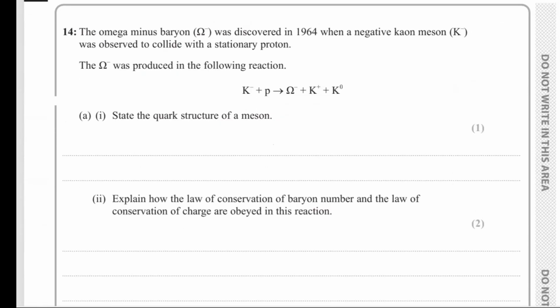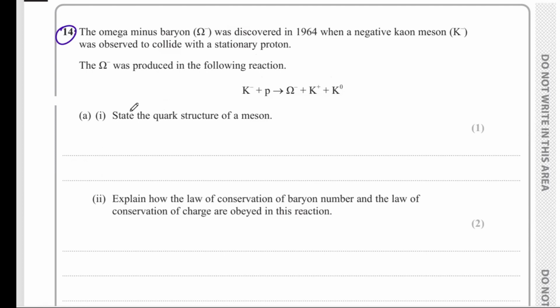Now, we've got question number 14, right? The omega minus baryon was discovered in 1964 when a negative kaon meson was observed to collide with a stationary proton, right? So what is basically happening is a negative kaon is going to collide with a proton, and after colliding with the proton, they are giving rise to the omega minus baryon.